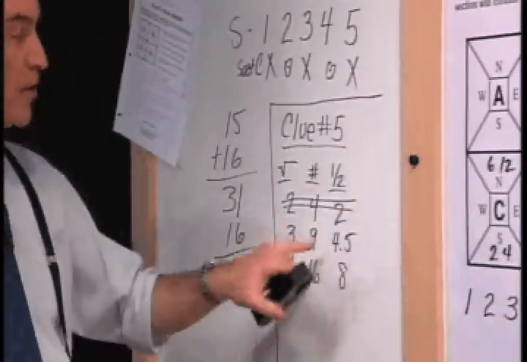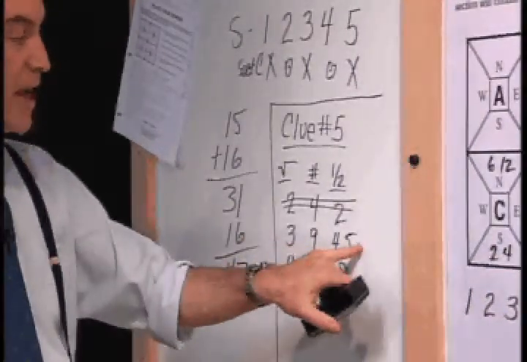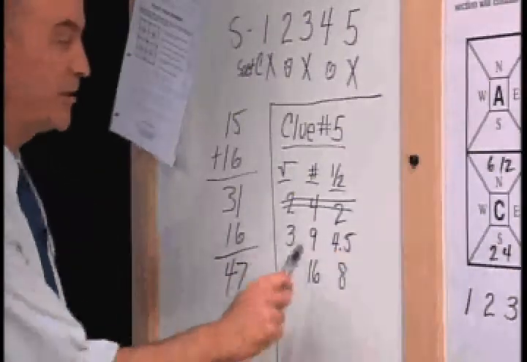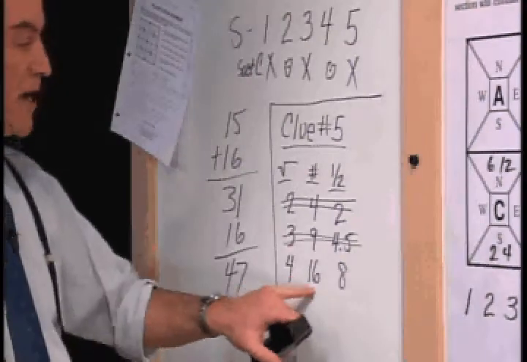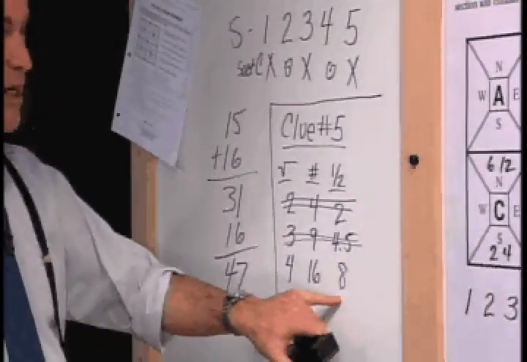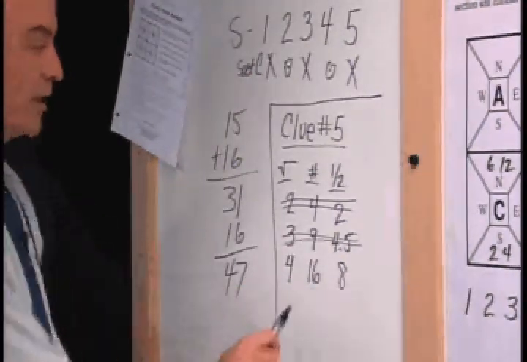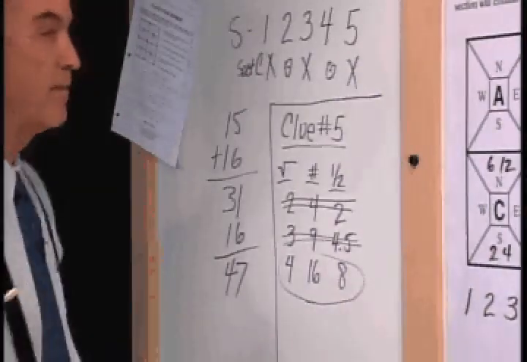Obviously here, in order to get half of our number, we have to use a fraction, 4.5. We're using no fraction numbers here, all whole numbers. Therefore, the only possibility for this combination in clue 5 is this one here. Let's take a look at that.